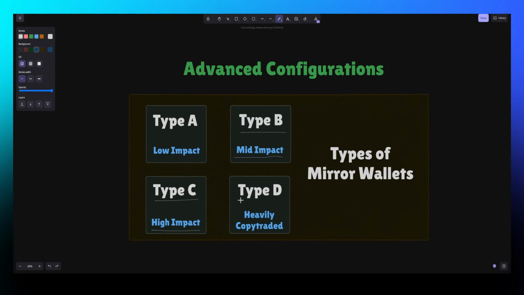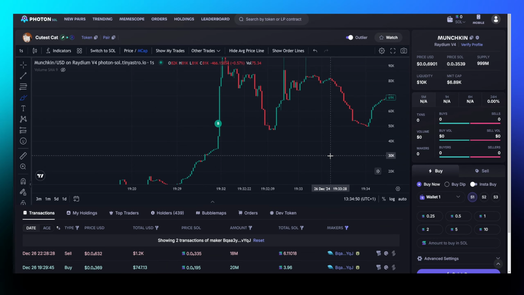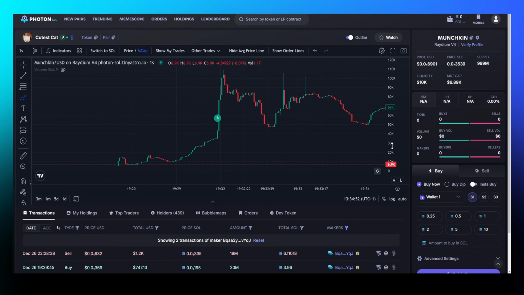Lastly, we have the type D wallets, which are the ones that are heavily copy traded, which means that they cause a higher price impact whenever they buy a token. A good example of a heavily copy traded wallet would be this one. In this case, we are in the 1 second time frame, and as you can see, this wallet bought 4 Solana at around $40,000 market cap.